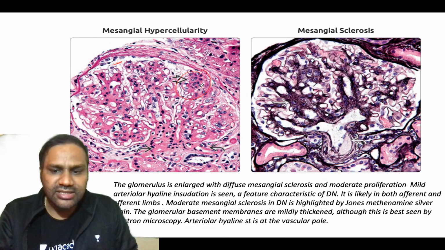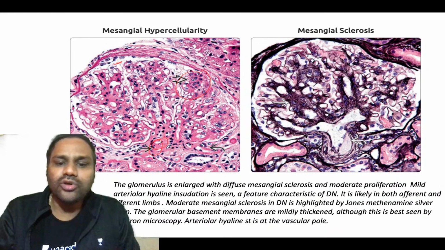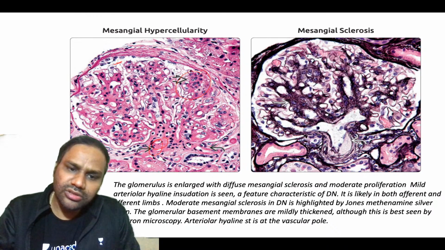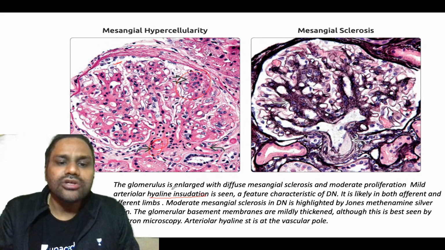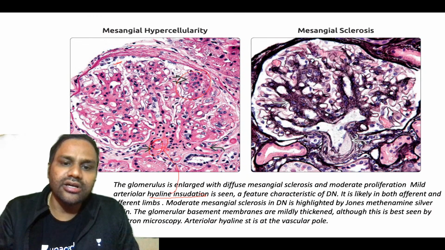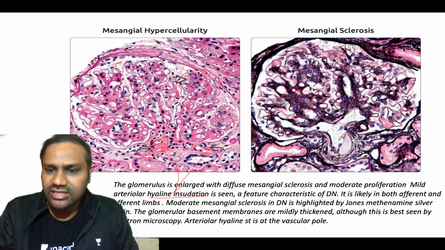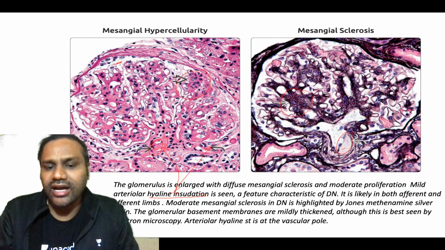So basically you are seeing mesangial cellularity, and this is your fibrin deposition. More than fibrin deposits, they are like hyaline drops. They are hyaline insudation. This is hyaline insudation can be seen here, and here also. Again this is showing you sclerosis, and this is showing you hyaline insudation. Arteriolar hyalinosis, arteriolar hyaline is seen over here.